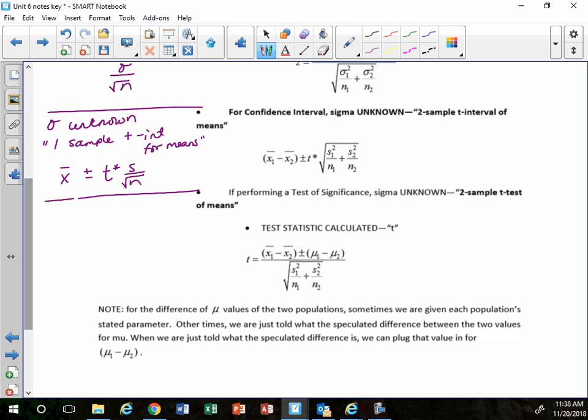Then the last one, if we are doing a t-test, we had a one sample t-test for means. t was x bar minus mu over s over square root of n. And very similar.